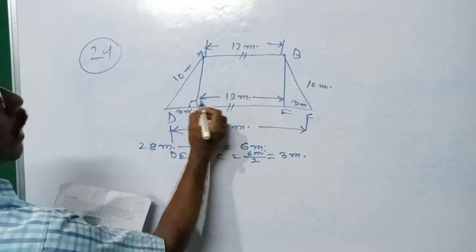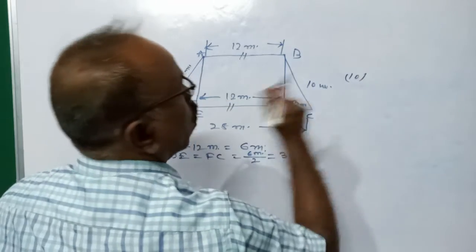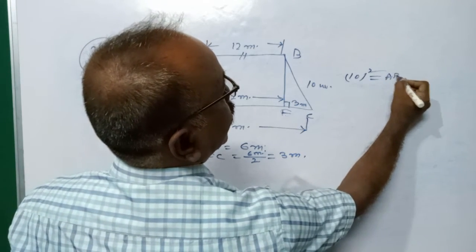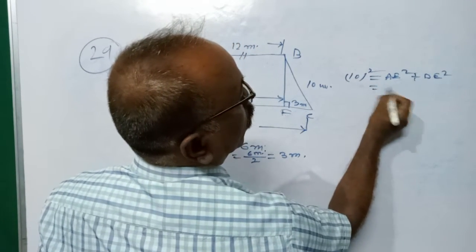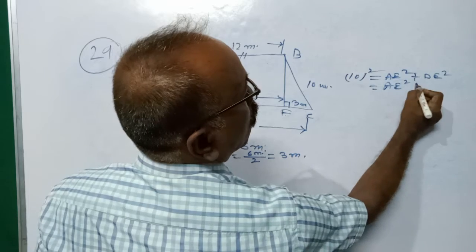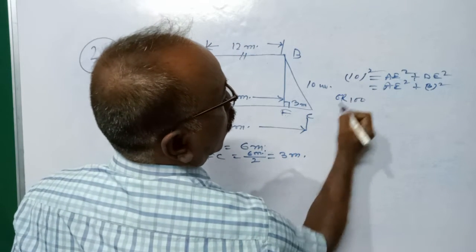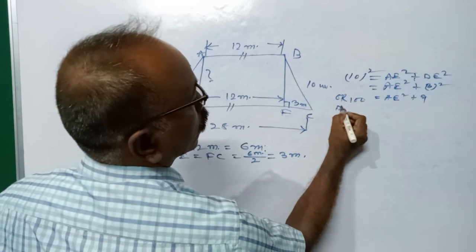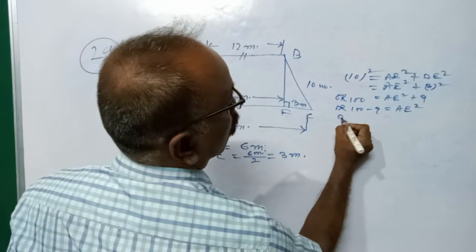You see, this is a right angle, this is also a right angle. So 10 square is equal to AE square plus DE square, where AE is unknown, plus DE is equal to 8 meter, or 100 is equal to AE square plus 64.